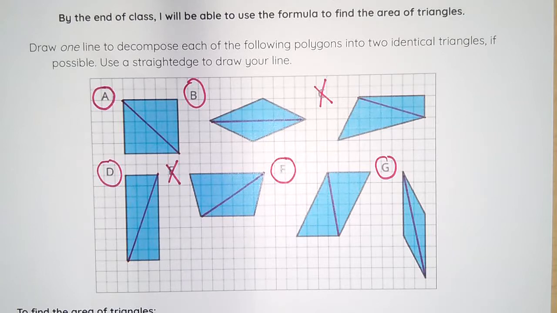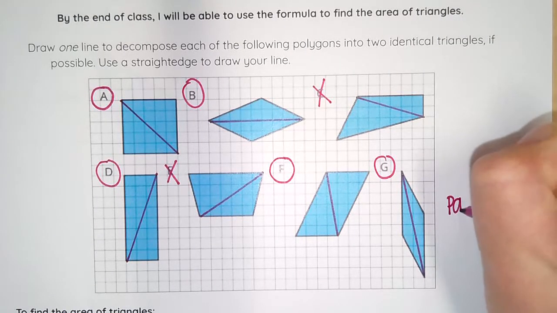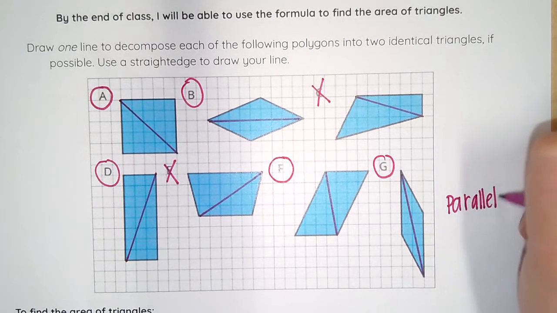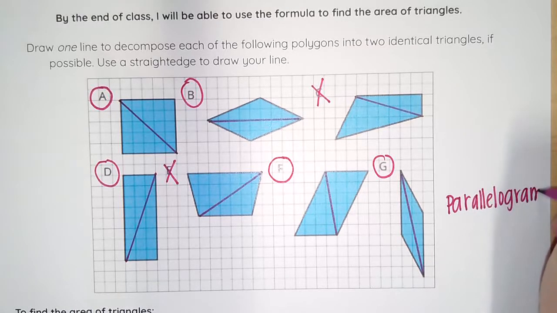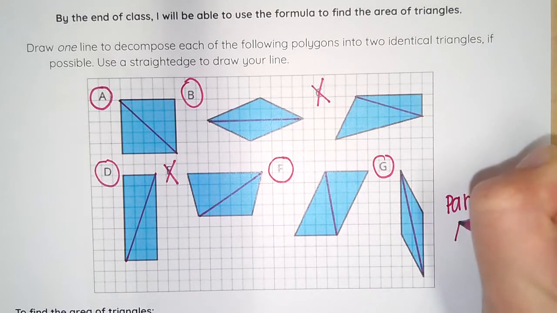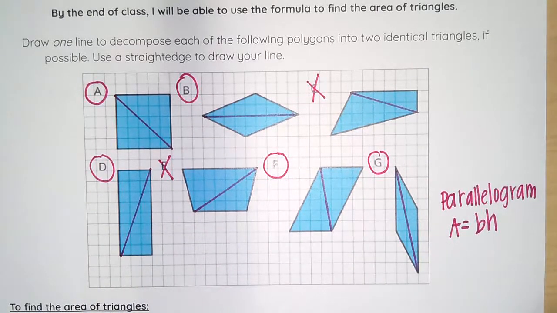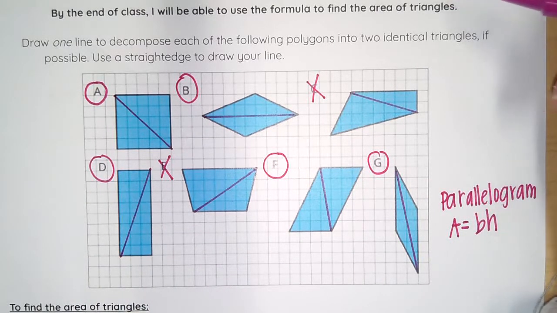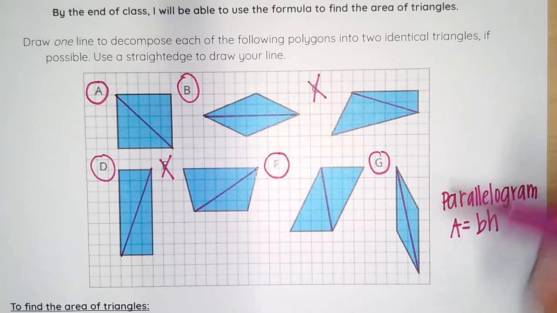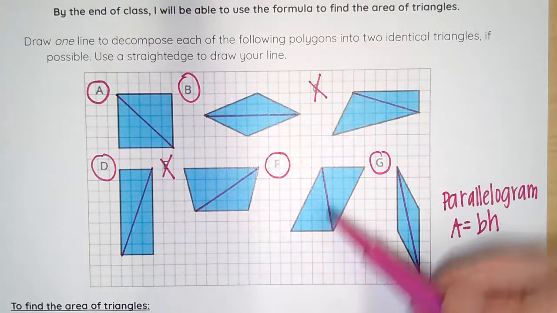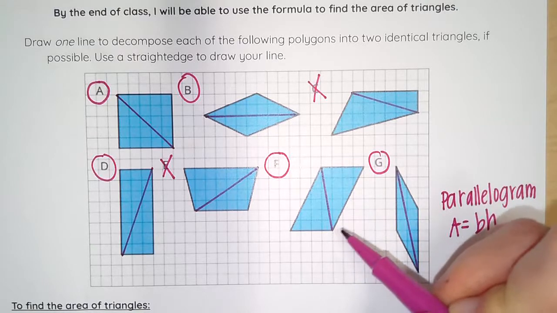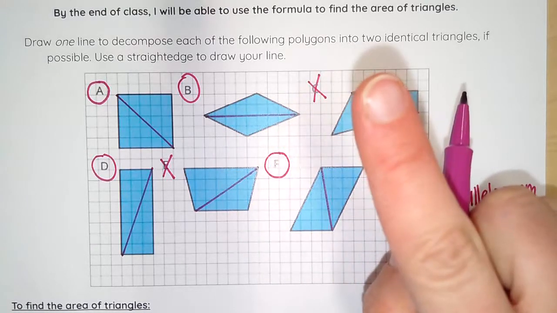So what does that tell us for the formula of our triangles? Well, we know that for a parallelogram, our area formula is base times height. So how does that help us in determining the formula for a triangle? Well, we see here that any parallelogram can be divided in half with just one straight line.